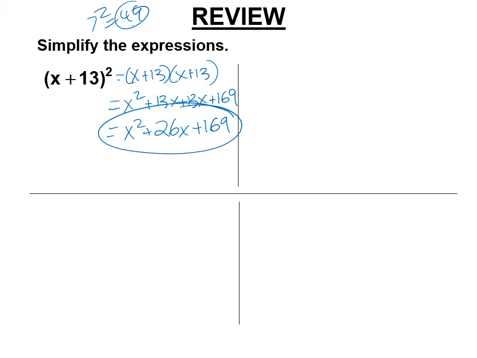And if you put a number in there, let's just put 1 in there and show you this. 1 squared plus 26 times 1 plus 169, right? 1 plus 26 is 27, and 27 plus 169 is 196. Is 196 a perfect square? Yeah, it's 14 squared, right?